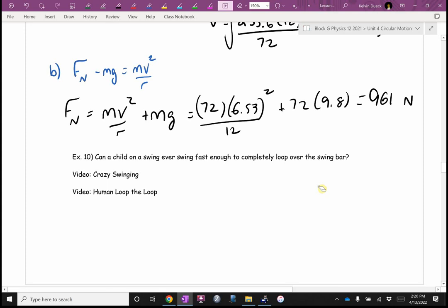How many of you, at least once in your life, when no one was around, were on a swing, and you decided to see if it was possible to do a full go over and loop? How many of you tried that at least once? Do you all suck, or is it possible? Can a child ever, on a swing, swing fast enough to completely loop over the swing bar?